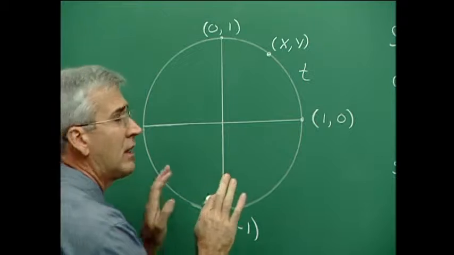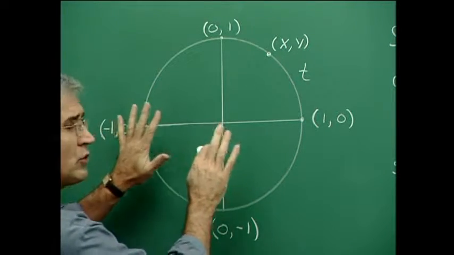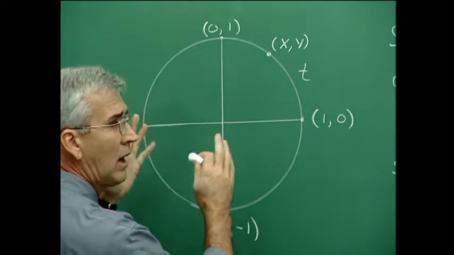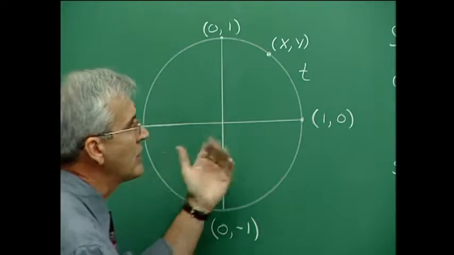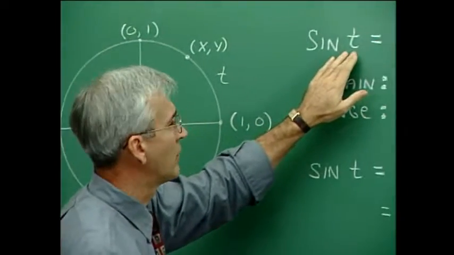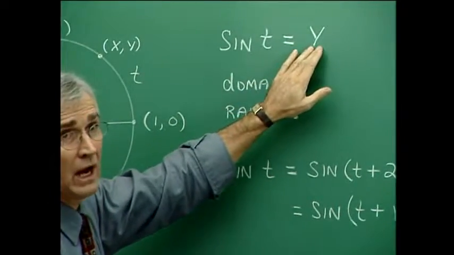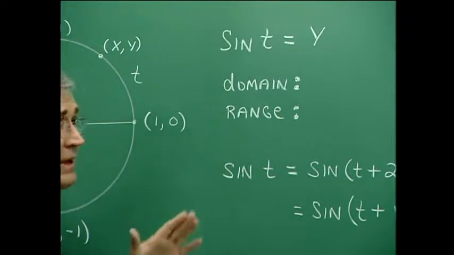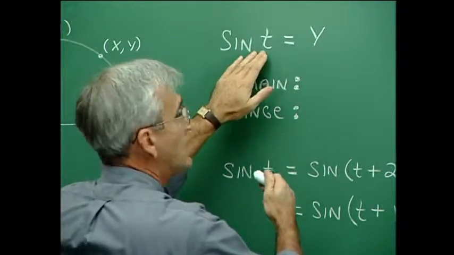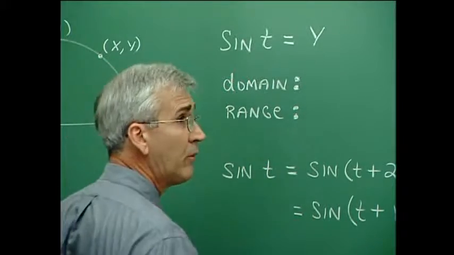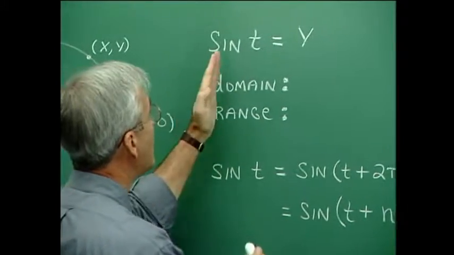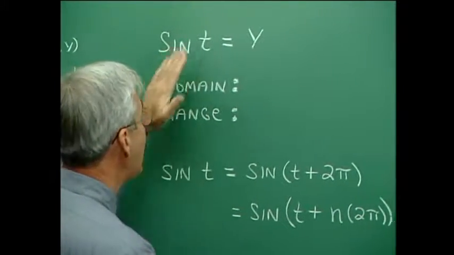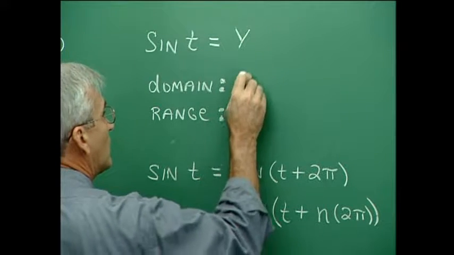Okay, now let's think about the notion of domain and range for our trig functions. For example, if we're talking about the sine of a real number t being equal to y, then the domain would be the acceptable replacements for t. Well, we're thinking about t as being any real number. You see, we can take the sine of any real number, so the domain of this function is all real numbers.